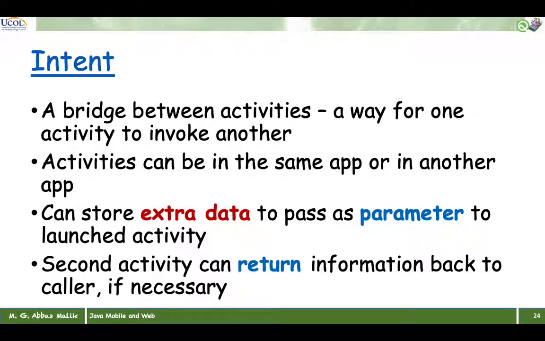An intent: whenever we want to go from our main activity to another activity, the second activity that we are going to add into our project, we need to create an intent object. That is a message that we are passing from the main activity to the second activity that we are going to start. We can also add some data inside it.